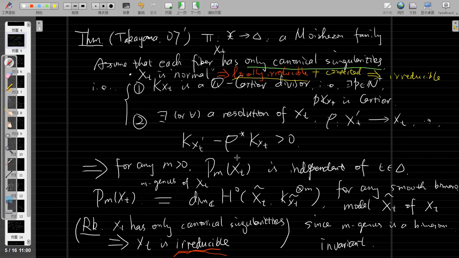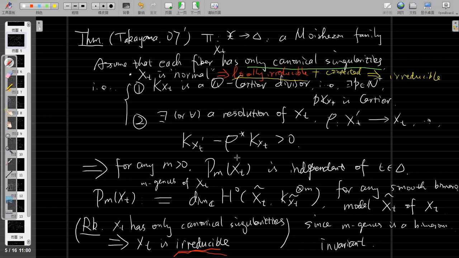I don't know how to define plurigenera if the variety is not irreducible. If you have many components you should take care of them, and maybe you can consider each component separately, as a sum or something like that. But you should take care of that.